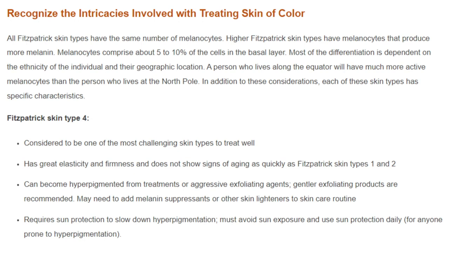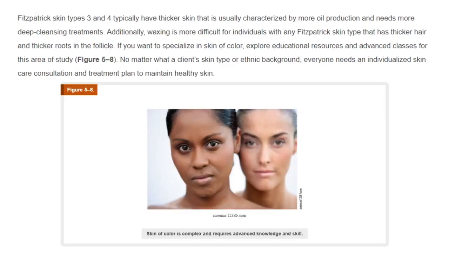Has great elasticity and firmness and does not show signs of aging as quickly as Fitzpatrick skin types 1 and 2. Can become hyperpigmented from treatments or aggressive exfoliating agents. Gentler exfoliating products are recommended. May need to add melanin suppressants or other skin lighteners to skincare routine. Requires sun protection to slow down hyperpigmentation. Must avoid sun exposure and use sun protection daily for anyone prone to hyperpigmentation.